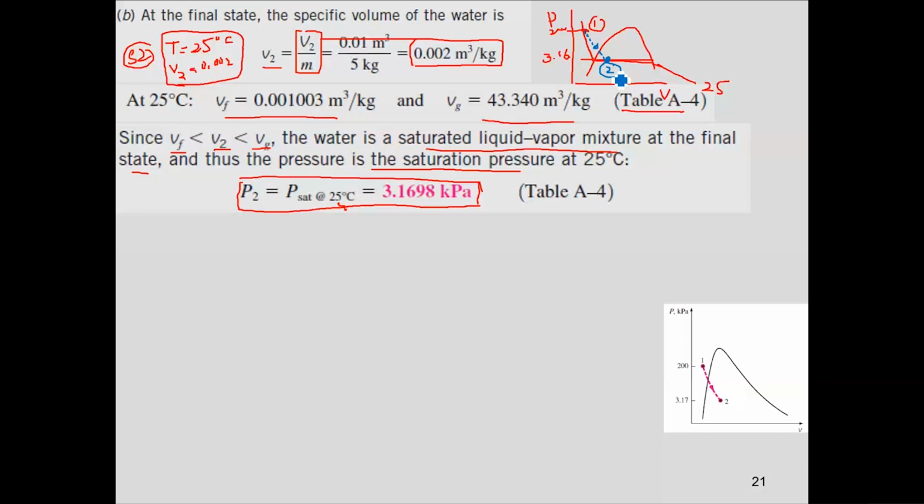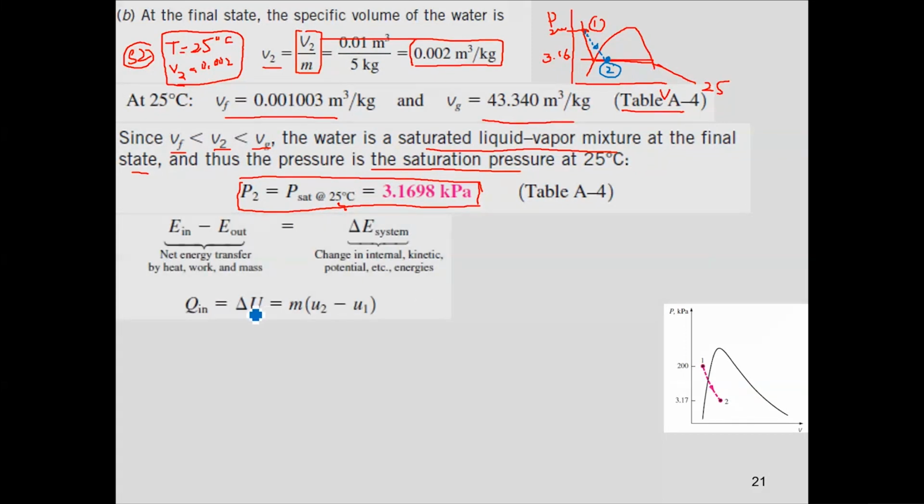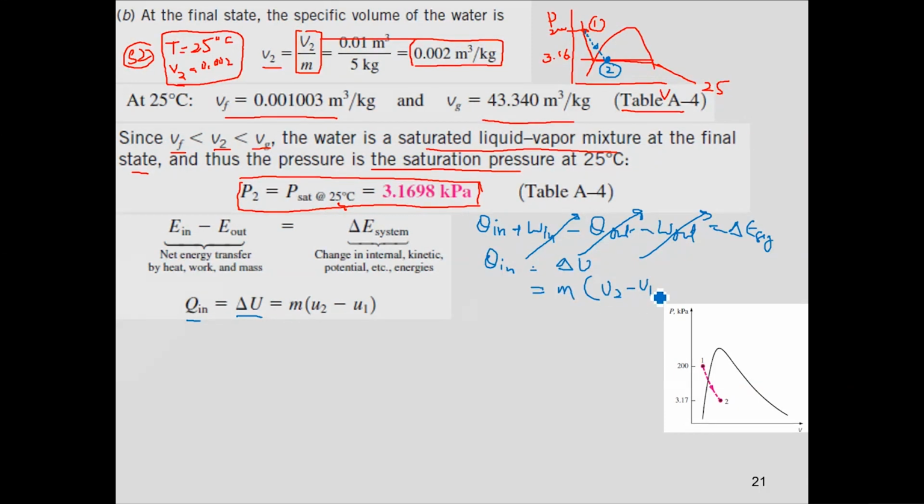Anyways, if I want to find out the net heat transfer, I know the equation for a closed system is Q in equals delta U. The equation is Q in plus W in minus Q out minus W out is equal to change in energy of the system. I know there is no work out, there is no heat flowing out of the system, there is no work done on the system. So essentially Q in is equal to mass multiplied by U2 minus U1. This is my Q in.